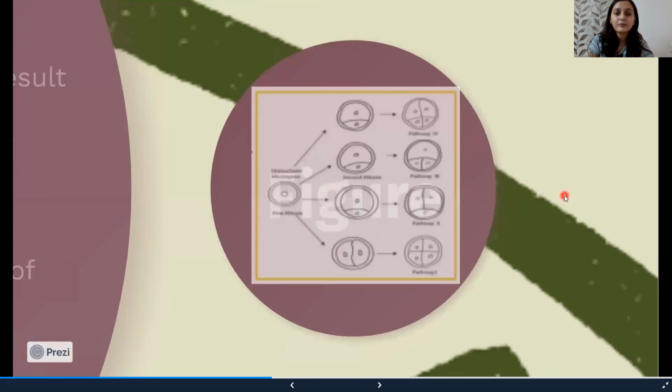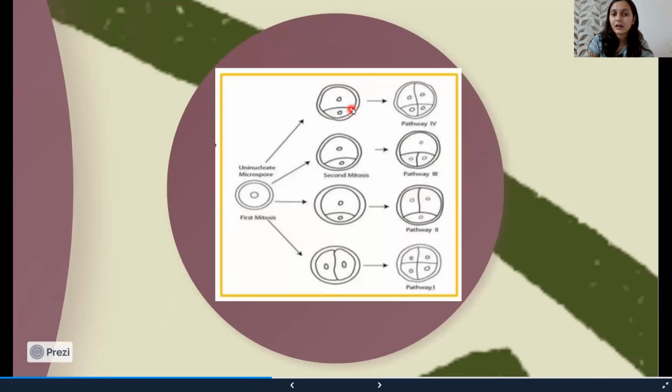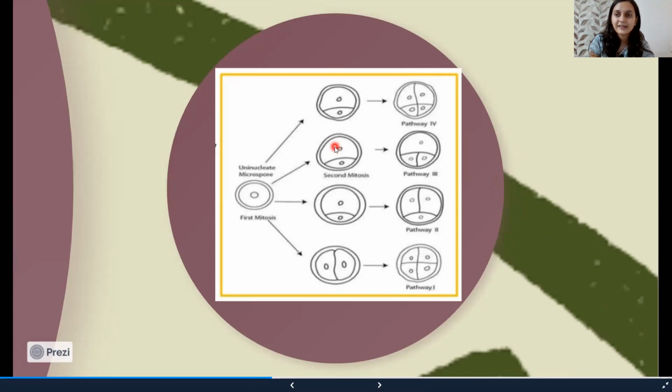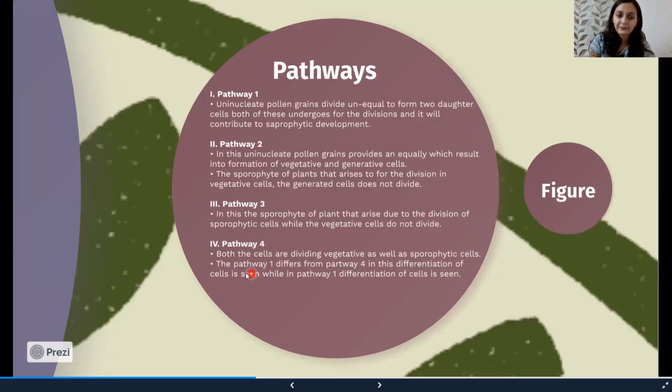So now we will look at the figure. In the first pathway, unequal division is seen. In the second pathway, the vegetative cell divides and the generative cell doesn't divide. And in this third pathway, the generative cell divides and the vegetative cell doesn't divide. Now we will look at the fourth pathway. In the fourth pathway, both of the cells are dividing, vegetative as well as generative. Both the cells divide in this type of pathway.